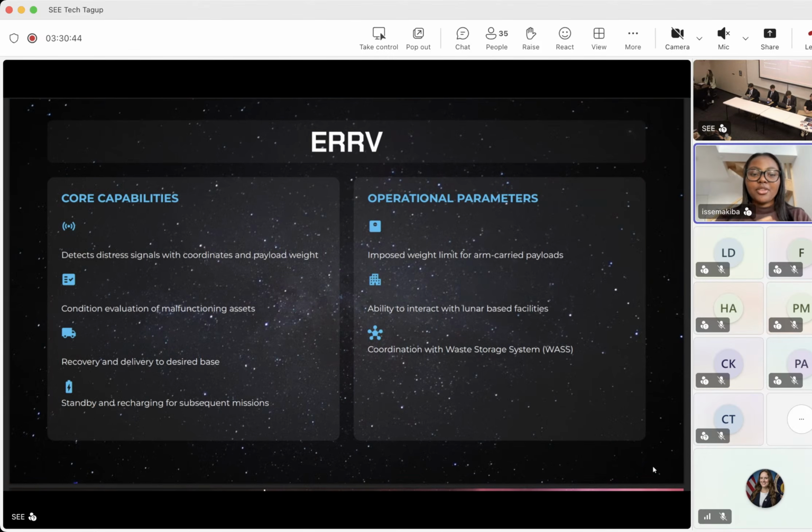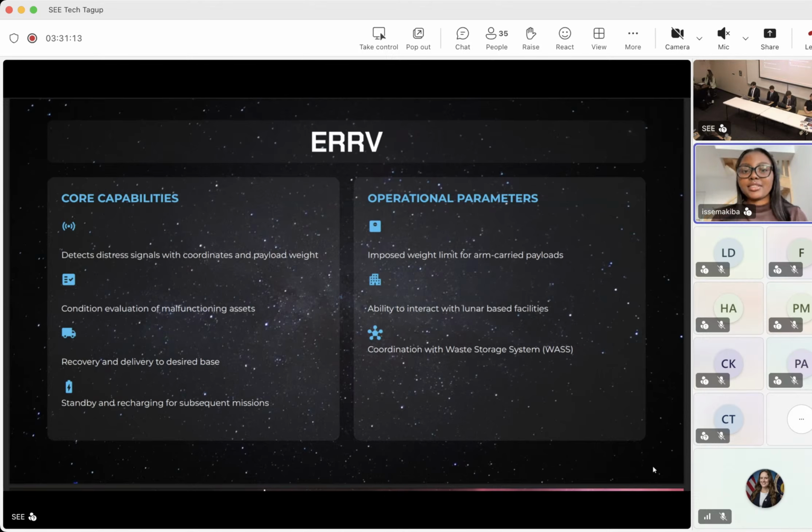So, the federate will receive an emergency signal with coordinates and information about the damaged machine. Then it goes to the location, checks the condition of the machine, and safely brings it back to the base. After the mission, the vehicle will return to standby mode, and we shall be waiting for another emergency mission.